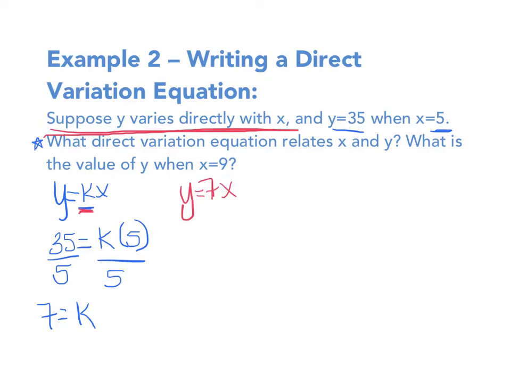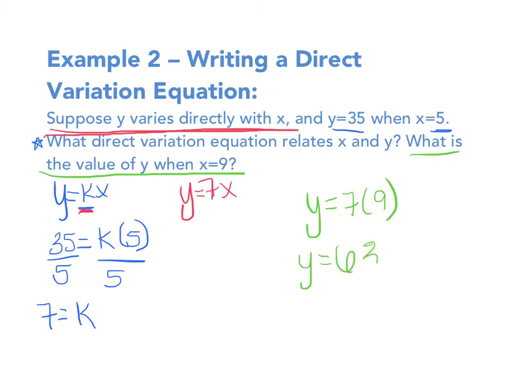So now we can answer the second part: what is the value of y when x equals 9? I'm just going to plug in 9 for x. y equals 7 times 9, so y equals 63. Get those notes down, and bring in any questions you have.